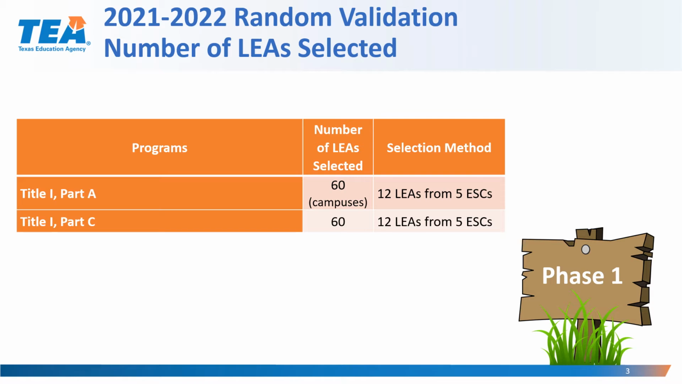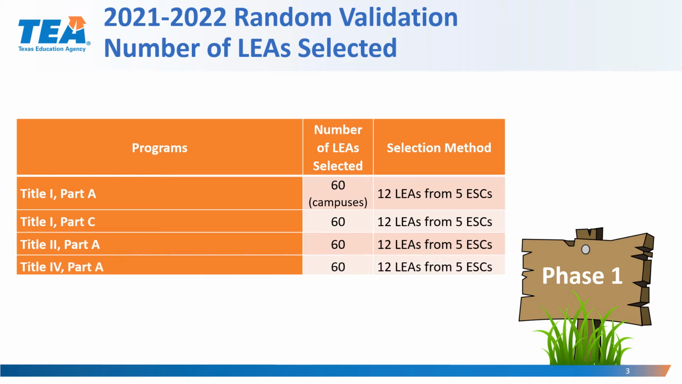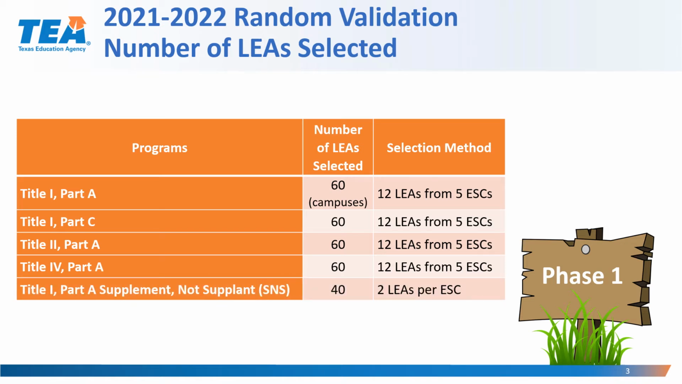For Title I Part C, 60 LEAs have been selected. 12 LEAs will be from 5 different ESCs. For Title II Part A, 60 LEAs will also be selected, 12 LEAs from 5 particular ESCs. And for Title IV Part A, 60 LEAs will also be selected, 12 LEAs from 5 ESCs. And for Title I Part A Supplement Not Supplant, 40 LEAs will be selected. For the selection method, it will be 2 LEAs per ESC.